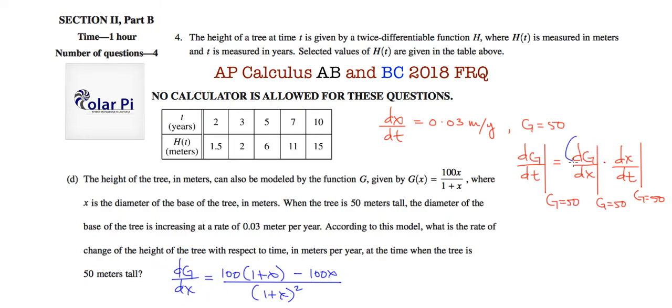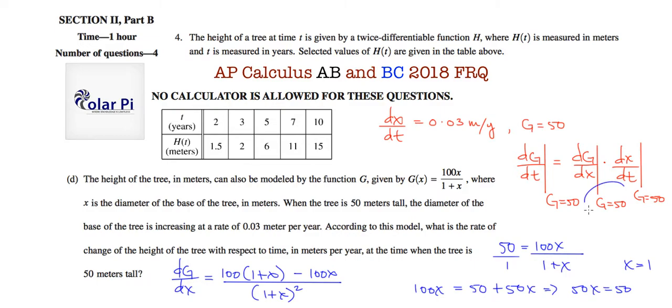But look, we need to find dg/dx when g is 50, but dg/dx is a function of x, right? So how do we find x corresponding to g equals 50? Well, simple. Since g is given by that equation, when g is 50, we have 50 equal to 100x divided by 1 plus x. By cross multiplying, we get 100x equals 50 times (1 plus x), which is 50 plus 50x. Subtracting 50x from both sides, 50x is equal to 50, so x is equal to 1. So when g is 50, x is equal to 1.